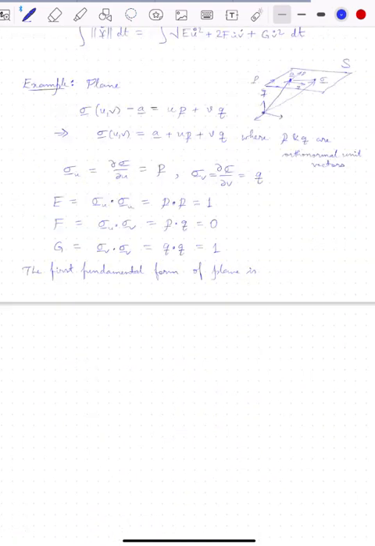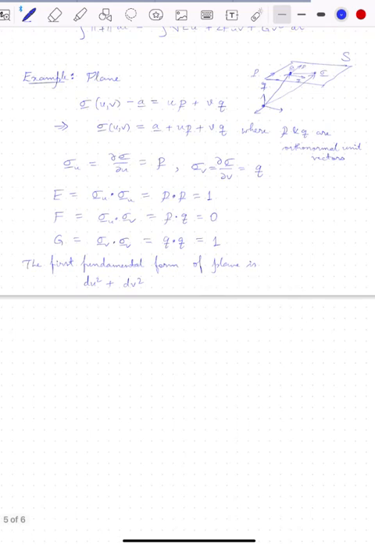So we have E is 1, so we have just du squared, and F is 0, so we'll not have the product du dv, and then even G is 1, so we'll have just dv squared. So this is the first fundamental form of a plane. Now let's talk about another example.